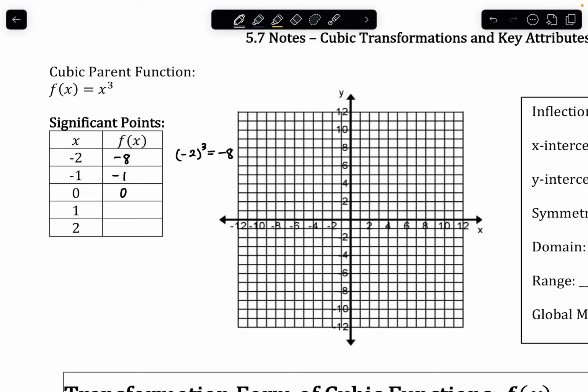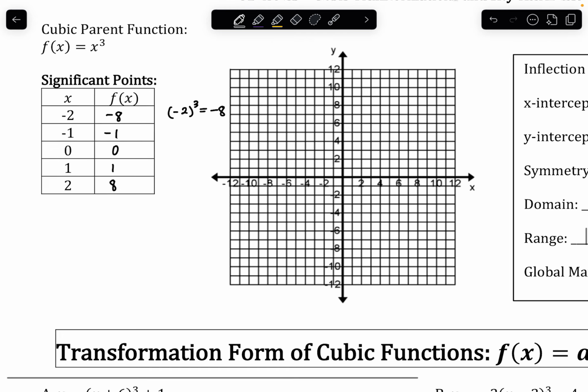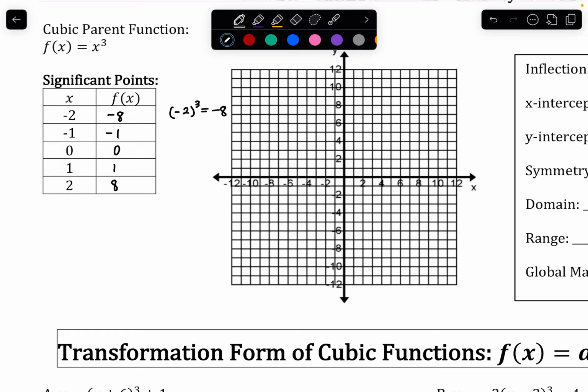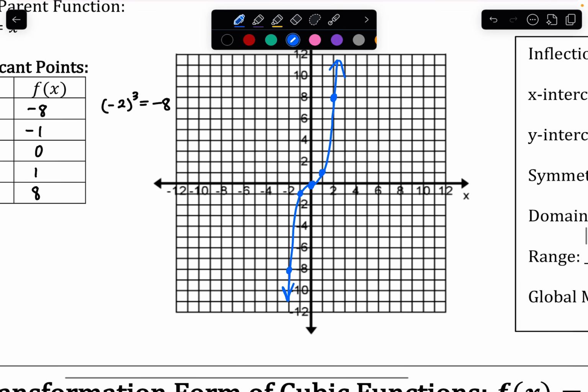Okay, 0 cubed is just 0, 1 cubed, of course, is just 1, 2 cubed, +8. Okay, and so we see the points (0, 0), (1, 1), (2, 8). And then we also have (-1, -1), (-2, -8). Okay, and so to the right, this looks like a parabola that's opening up, but then to the left, it looks like a parabola opening down. So it creates an S shape.